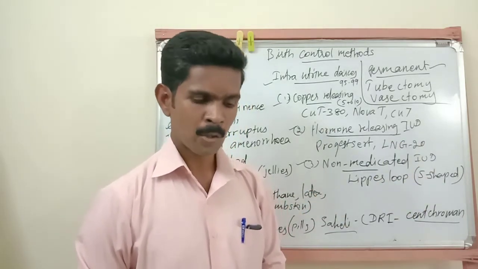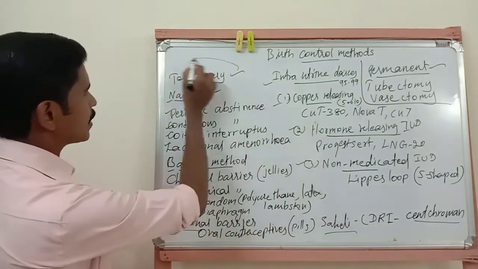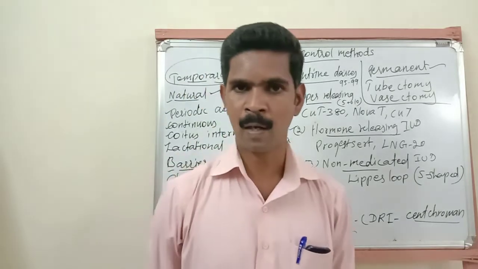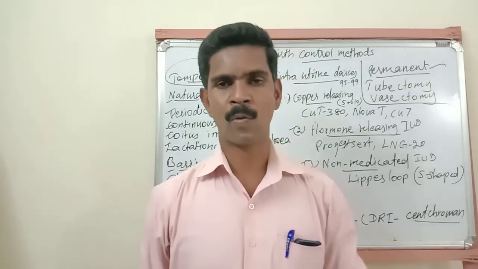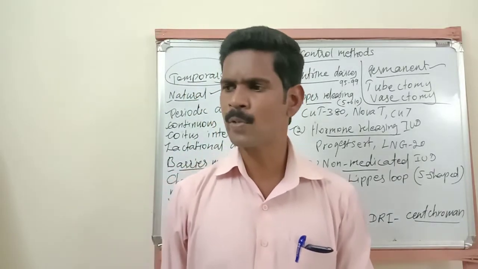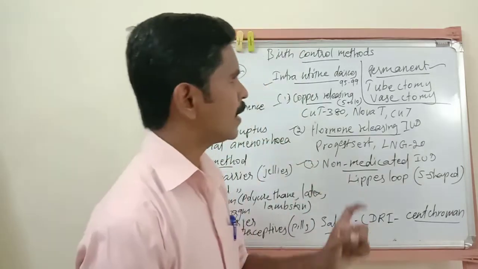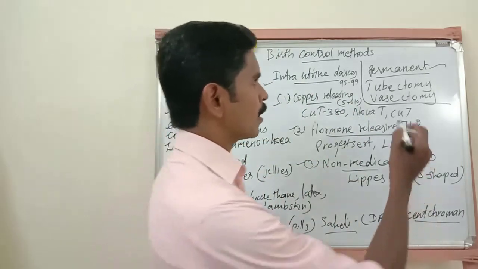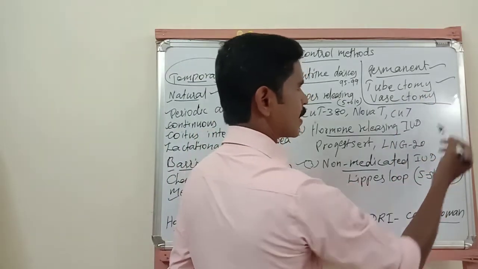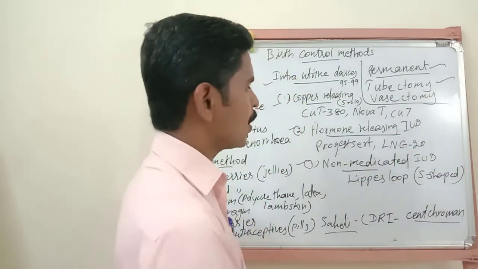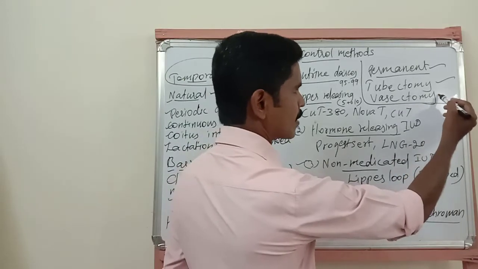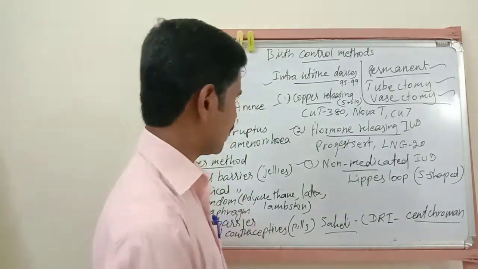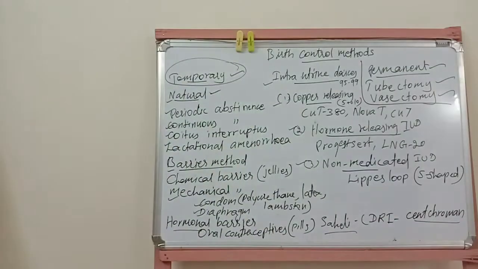Understand, my dear students? So now we have completed all the temporary methods of birth control. Now we are going to study permanent birth control. There are 2 types of permanent birth control. One is called tubectomy and the second one is called vasectomy. Tubectomy and vasectomy. Listen very carefully.